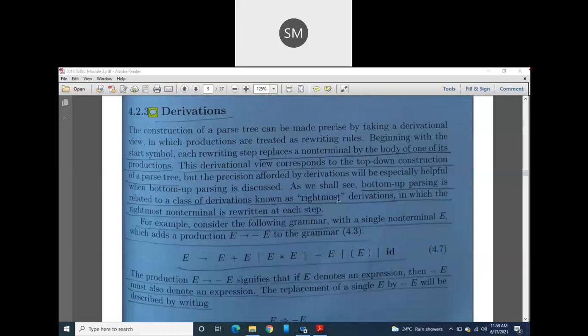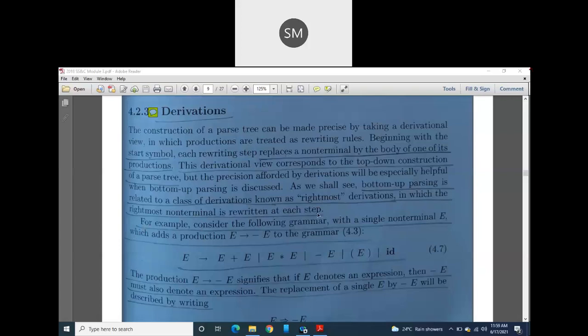Bottom-up parsing is related to a class of derivations known as rightmost. I already told you in the first class that LL parsing is very much suitable for top-down parsing, and LR parsing is very much suitable for bottom-up parsing. Keep it in your mind permanently. So LL parsing is suitable for top-down construction, and LR grammars are suitable for bottom-up parsing. Now, rightmost derivation is the derivation in which the rightmost non-terminal is rewritten at each step.